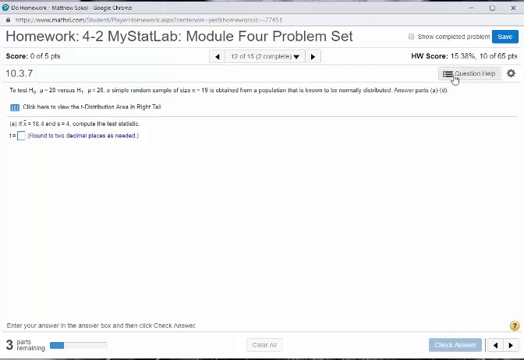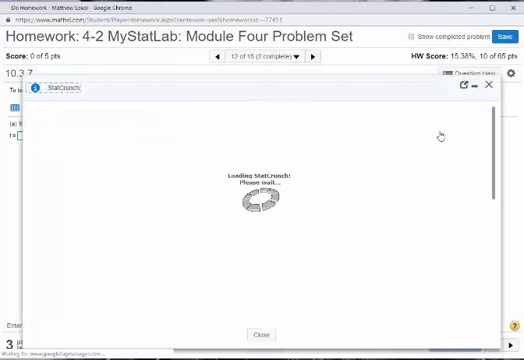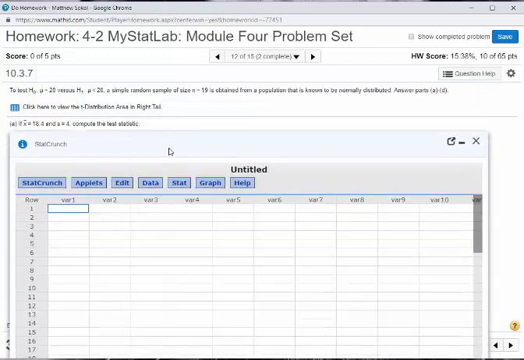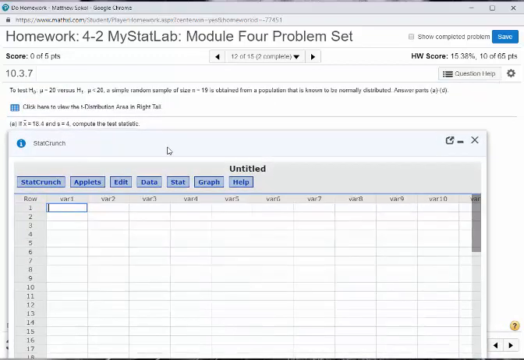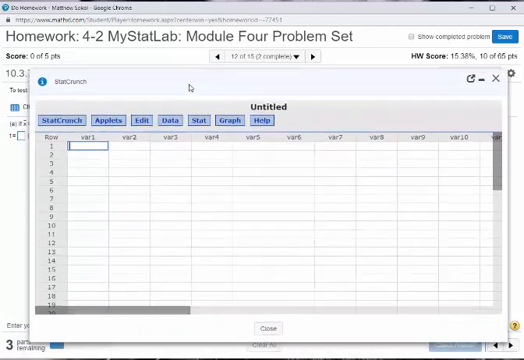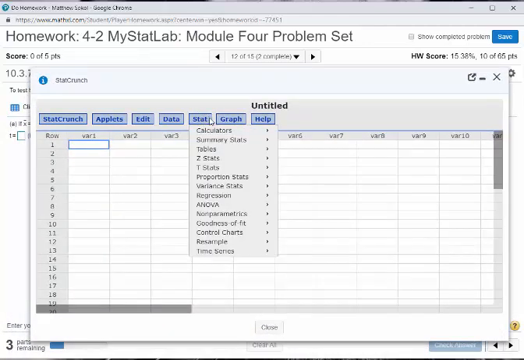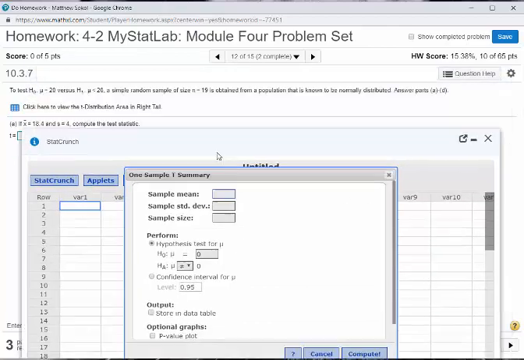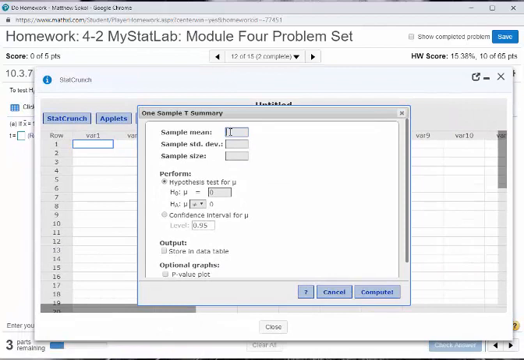What you want to do here is go to question help and load up your StatCrunch again. They're telling you that x bar, the sample mean, was 18.4, and s, the sample standard deviation, was 4. So you're going to go to stat, then t-stat, one sample with summary. The sample mean was 18.4, the sample standard deviation was 4, and the sample size was 19.